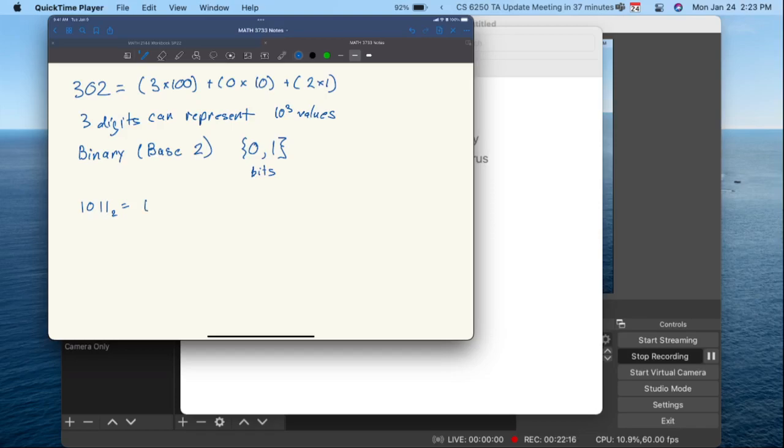Well, you would basically just go by powers of 2. So this first one is in the fourth place from the right. So this is going to be 1 times 2 to the 3rd, because we start at 0, plus 0 times 2 squared, plus 1 times 2 to the 1, plus 1 times 2 to the 0. So this is just going to be 8 plus 0 plus, oh, that should be 2, plus 1, which is 11. Everyone see how I got that decimal value?